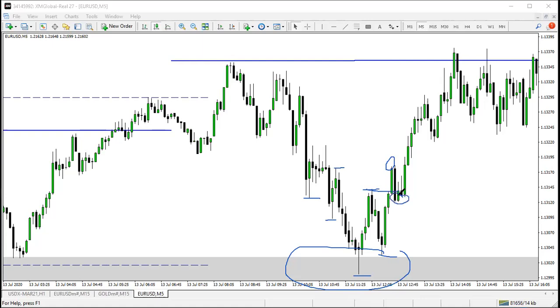This was the entry, but this entry is not on the order block. This is the entry on the mitigation block, which will be for the next lesson. This buy was on the advanced order block, which I'll talk about in a future lesson.